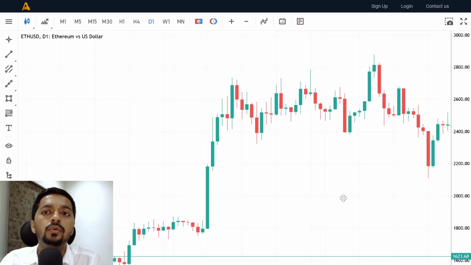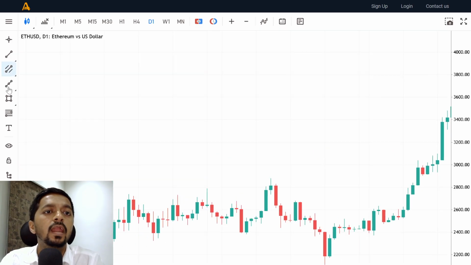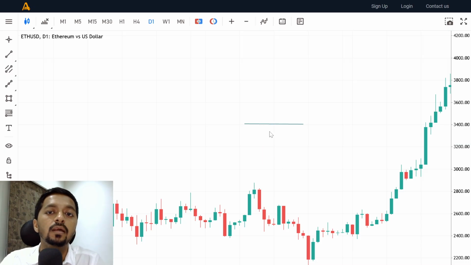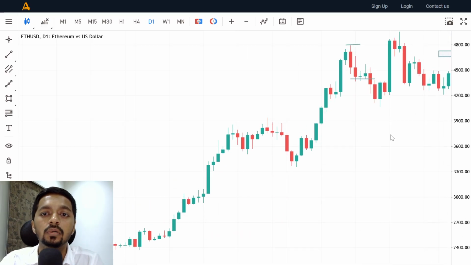So how to spot the tweezer bottom and tweezer top? Any two candles having two equal highs should be there. So obviously if you are looking for a tweezer top, the first candle should be the green bar and the second candle should be the red bar. So that would be the scenario. And if you are looking for a tweezer bottom, then the first candle should be the red and the second candle should be the green. So let me explain the tweezer top first.